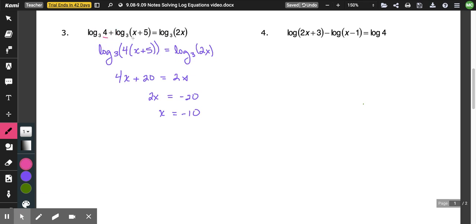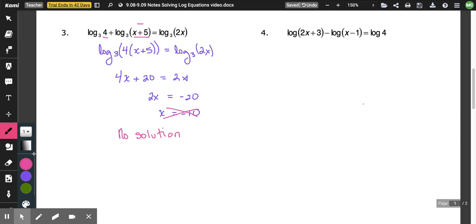My first argument has no x's, so that one's not a problem. This one here, if I put in negative 10 in place of x and then add 5 to it, that would make it a negative value, which means negative 10 actually cannot be an answer. And that was the only answer that we had. So on this one, I would have to say that there is no solution. It was an apparent solution that didn't actually make the equation true.